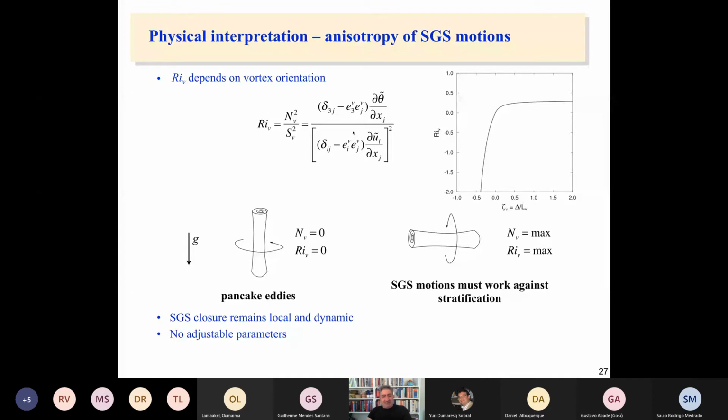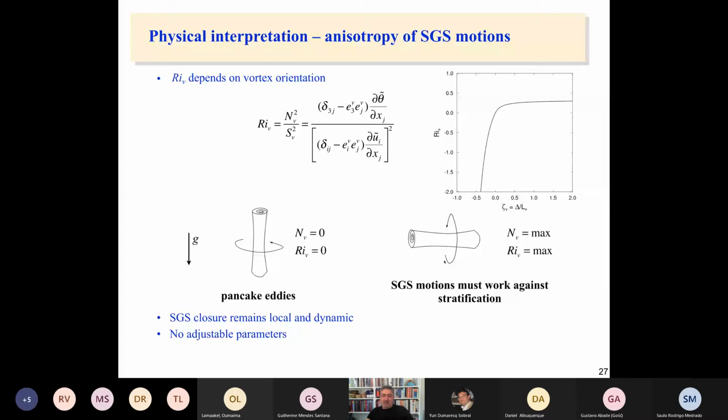So I skipped a lot of steps here, but in the end, you can define a Richardson number for the vortex for the SGS field. And this is nice because the Richardson number depends on the vortex orientation. So no matter how the large scale field is, how you're feeding the LES, if the vortex tries to spin things in the horizontal and gravity is pointing down, then you get no penalty. These are like pancake eddies. The model works as if there is no penalty. Basically, the model Richardson number is 0. And the opposite holds when the vortex is trying to overturn stuff in stably stratified turbulence.